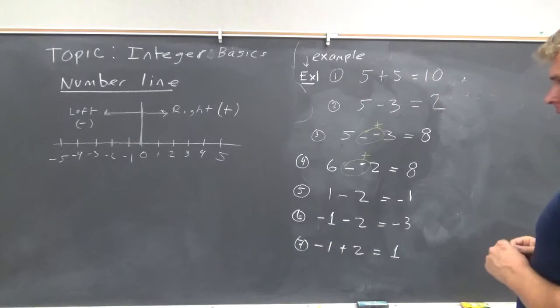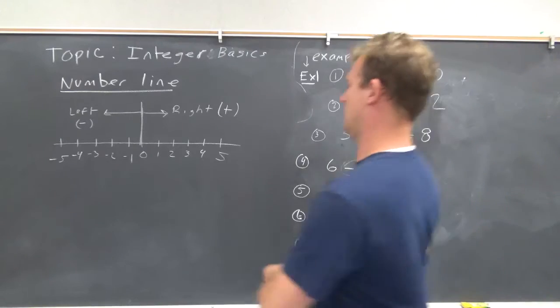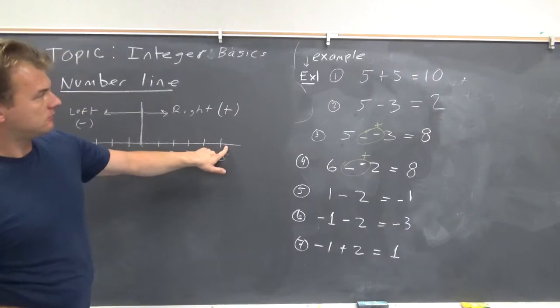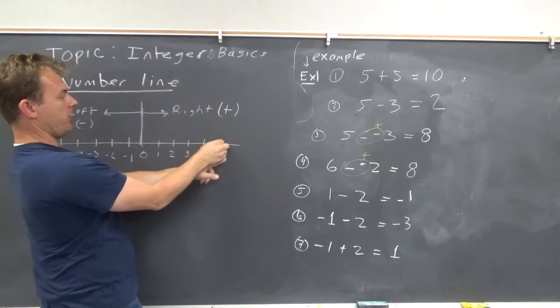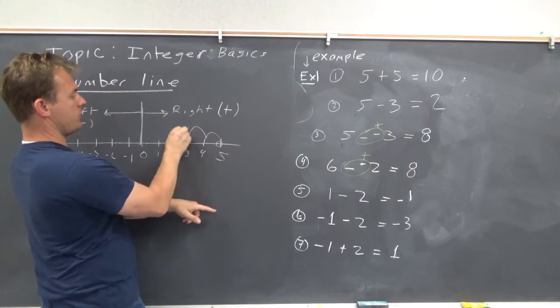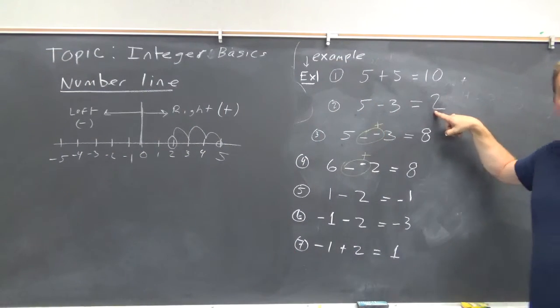Now, let's take these for example. 5 minus 3. So we have 5 here. We go minus 3, so we're going this way. We start here, we go 1, 2, 3. And we're here. Well, that looks good. There's your 2.